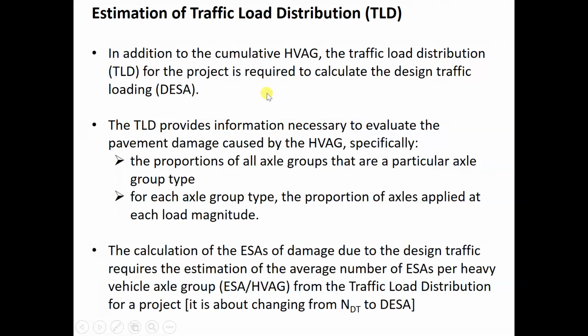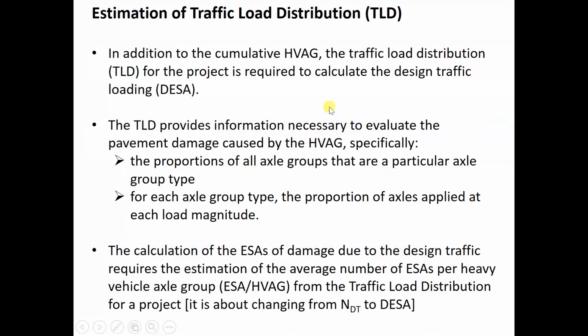If it's design equivalent standard axle, then you just term it as DESA. Basically the unit is the same, just that this one is for design. It actually is equivalent standard axle, and if it's for the design purpose, then we just put a D in front. So the traffic load distribution provides information necessary to evaluate the pavement damage caused by the HVAG.